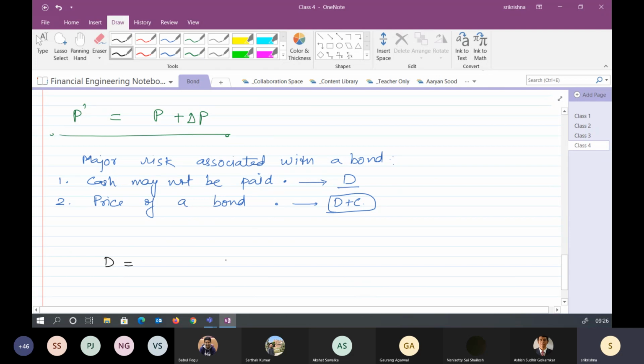Yes, somebody was asking something. Please ask. Yes, sir. Sir, cash may not be paid, sir. That means, sir, that 5 rupees that each year we are getting, that cash may not be paid. That you are pointing out. It has become defaulter. So the person who has issued the bond has no money to pay you. That is what is the meaning. Okay, sir.